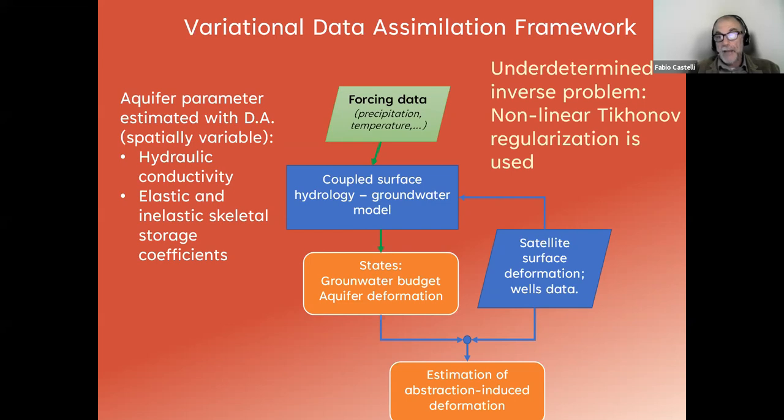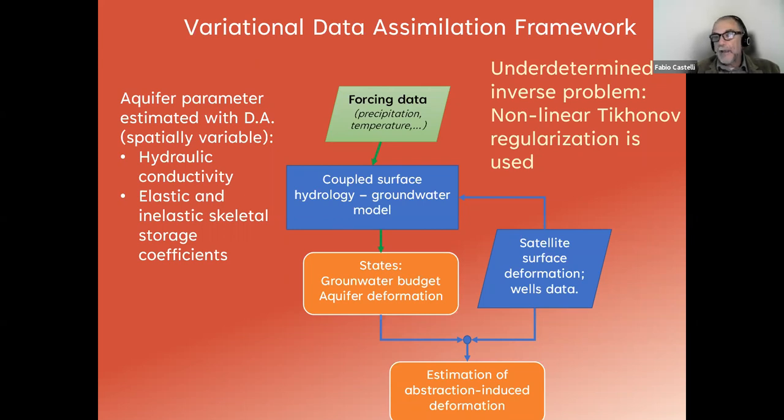These are mainly the hydraulic conductivity of the aquifer and the elastic and inelastic skeletal storage coefficients, which are the ones that will control how much deformation you can get at the ground for changing water content. This is especially because of the sparsity of wells data and an underdetermined inverse problem. So the technique that we use to solve this inverse problem is a variational data assimilation. The problem is nonlinear, with Tikhonov regularization.